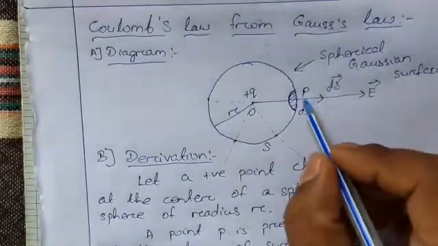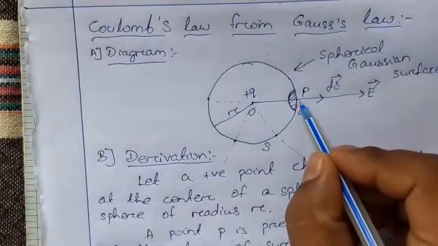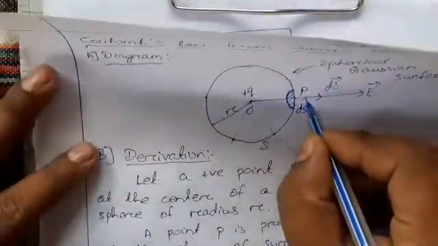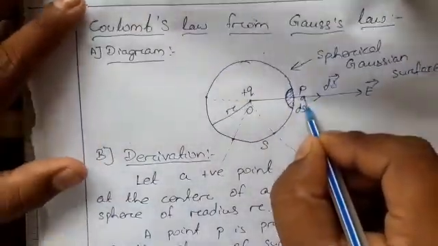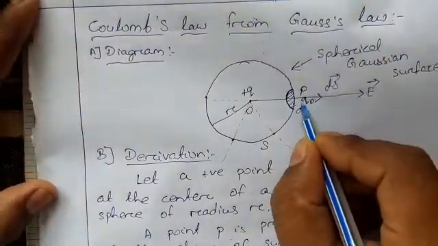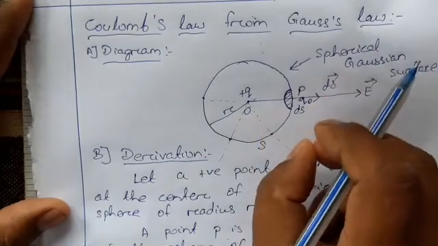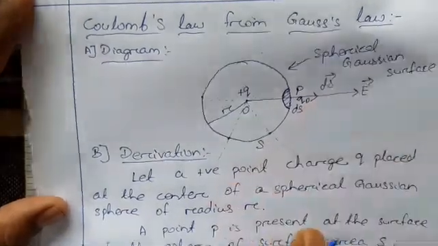So if I take a positive point charge Q0 at point P, then Q0 and Q will repel each other with a force F. So we know that we can write.